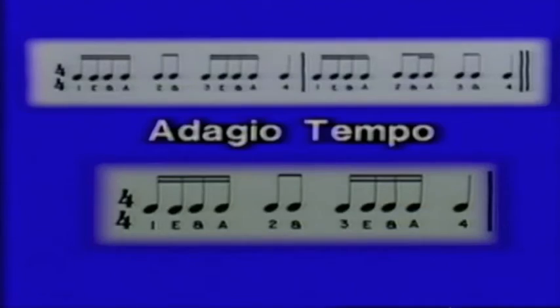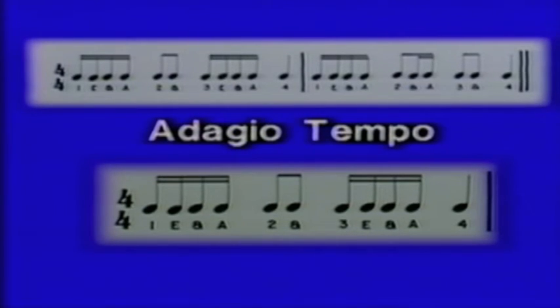Here's an example. The syllables "E" and "a" simply help you know exactly where those 16th notes are played. Let's do the example of rhythm patterns with 16th notes at the adagio tempo. Remember, each tick is a main beat. The first example in 4/4 time.